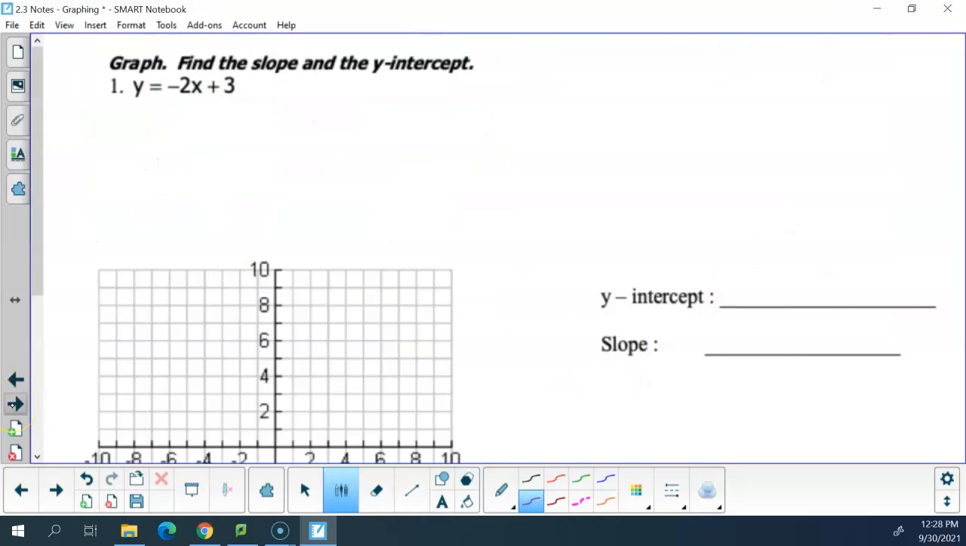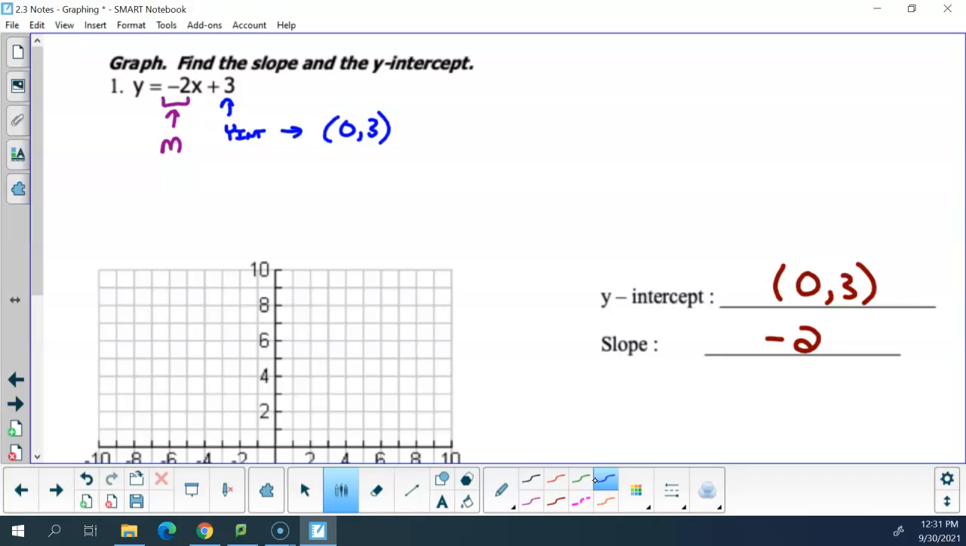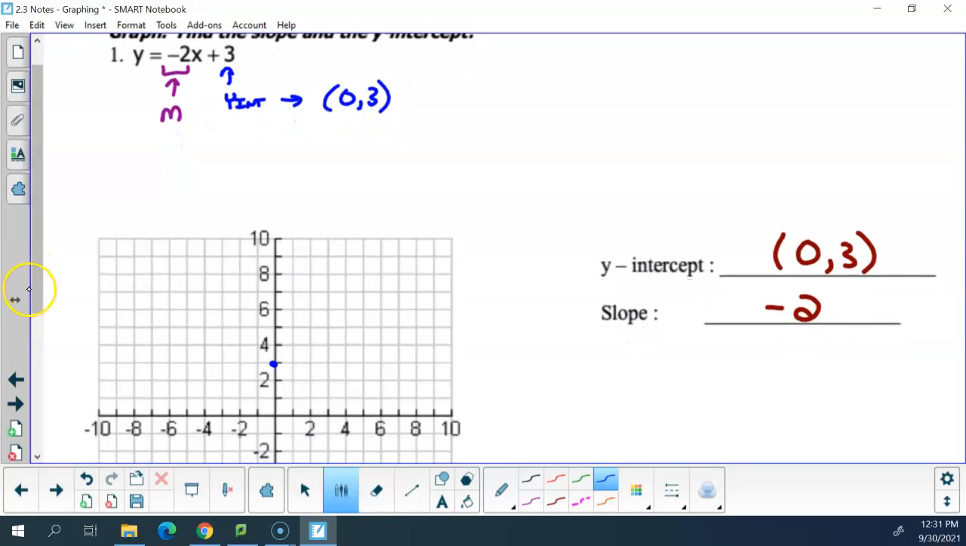You try that one. Graph, find me the y-intercept, find me the slope. I get a y-intercept of 0, comma 3. I get a slope of -2. If that's the case, I got a y-intercept of 0, comma 3. That puts me right there. I've got a slope of -2. Says I go down 2 and right 1, or up 2 and left 1.